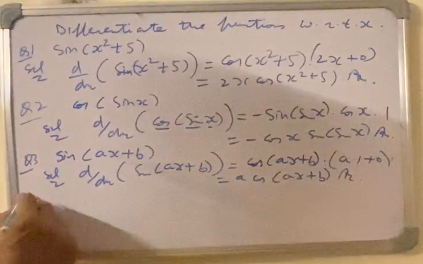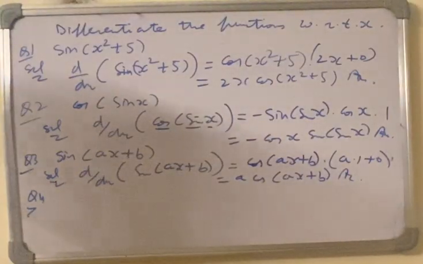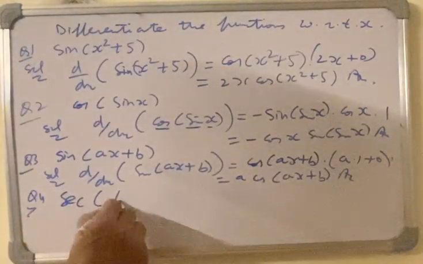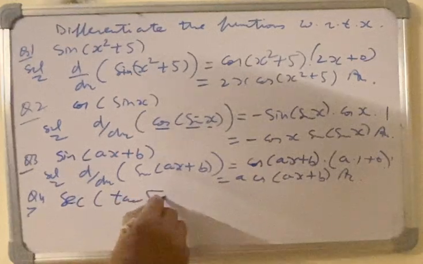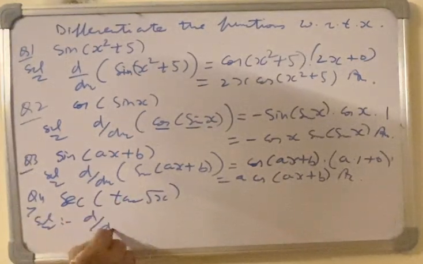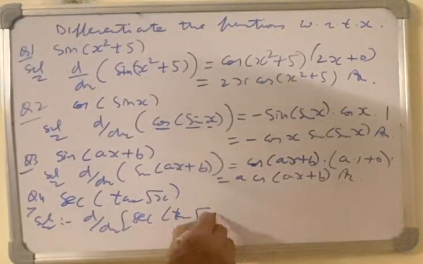Answer. Fourth question. Secant of tan square root x. Solution: d by dx of secant of tan square root x.